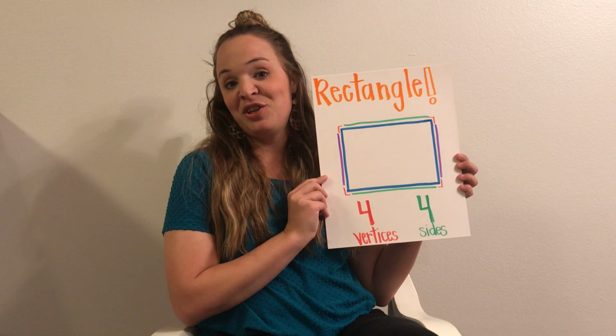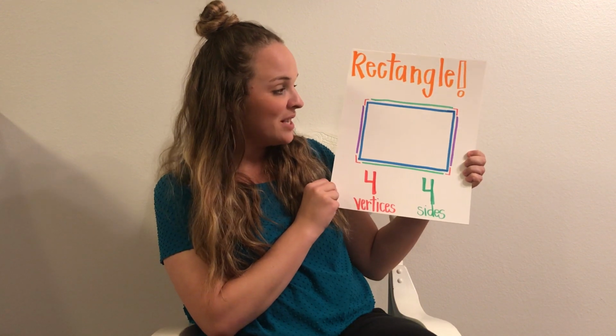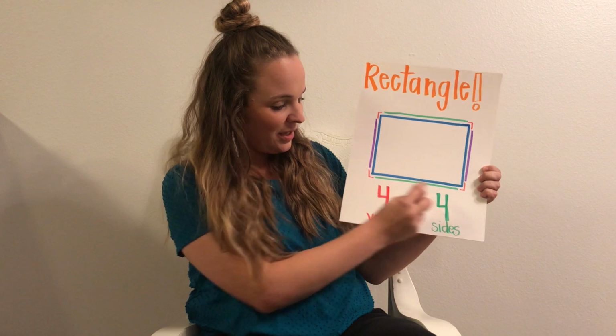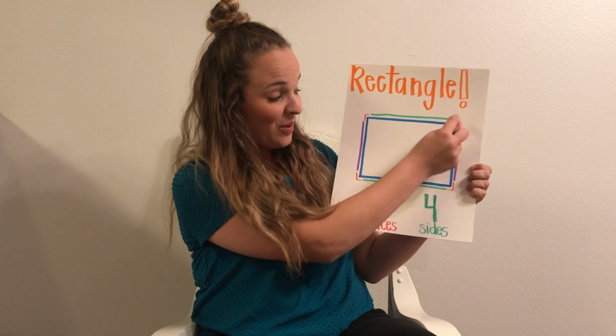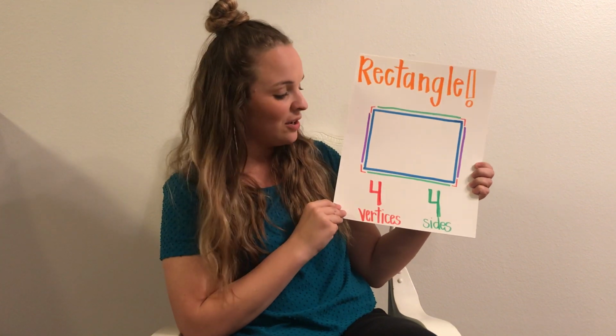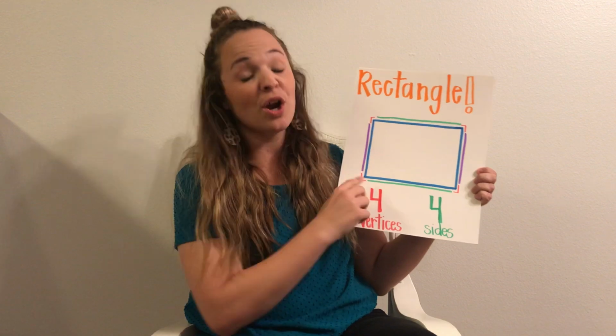You ready for it? Okay, this is our, do you know it? I'm going to let you guess. Rectangle. So let's count our vertices. Remember, that's the corners. Here we go. 1, 2, 3, 4. So a rectangle has 4 vertices. Let's count our sides. 1, 2, 3, 4.